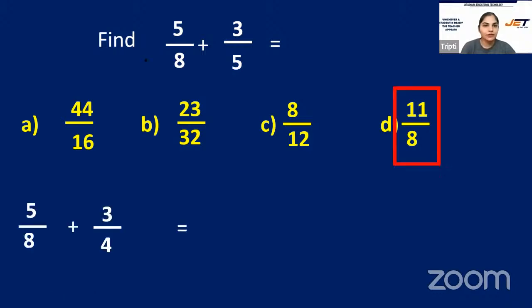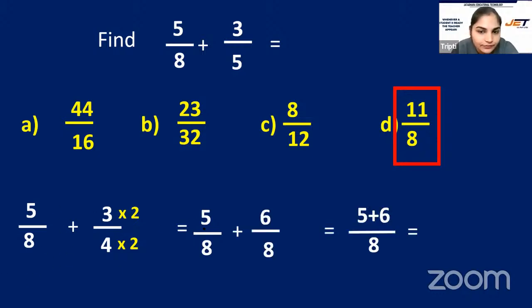So here, let's make the denominator same. 5 by 8 will be multiplied by nothing. Wait, let me see. This is 4. I'll change it. All right, this is 4. Let's do it now.